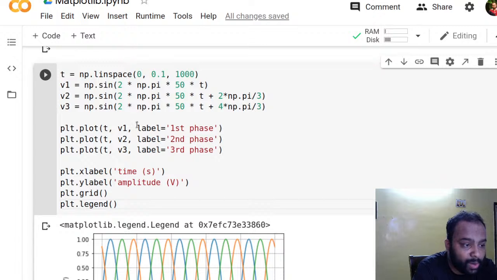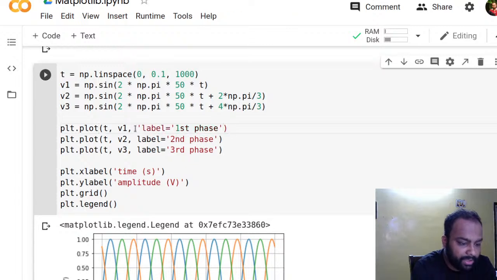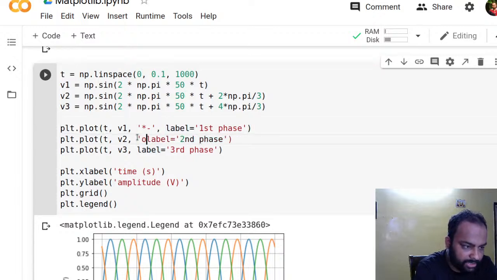So again, label is a keyword argument, so we're writing label equal to, then if I want to use markers, we have to do that before. Maybe I want to put markers like star and then join them with a curve here, and here I want a marker like circle, and then I want to join them. You would see a problem with this kind of plot.